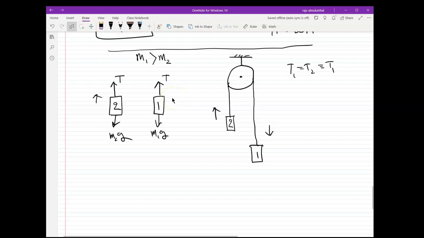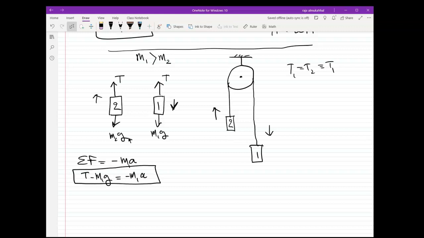So for block number 1, the sum of the forces equals m1a, right? I can call it a1, but a1 and a are the same, right? But the difference is that, remember, block 1 is going down. So if it's going down, it's going to be minus because it's going down. The minus here means the block is going down. Got it? And what are the forces? Well, they are T minus m1g. So that's going to be T minus m1g equals minus m1a. I have the equation of motion of block 1. Okay, I'll come back to it in a sec.